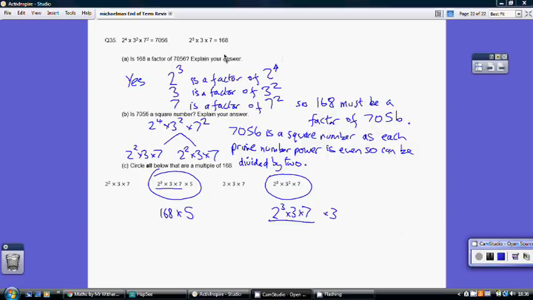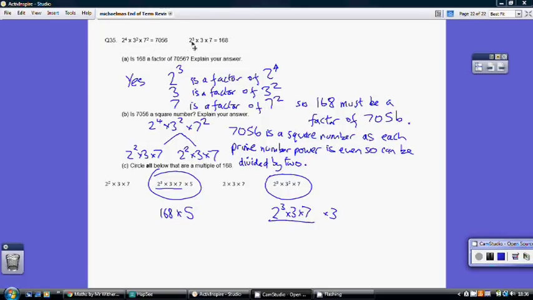Question 35. So we're given 2 facts here. We're told what the product of prime factors of 7056 is, just being this, and the product of prime factors of 168 being this. Now we're being asked, is 168 a factor of 7056? Well, so we're being asked, is this a factor of this? Well, we can see it is. All of these are parts of all of these, so therefore a factor.